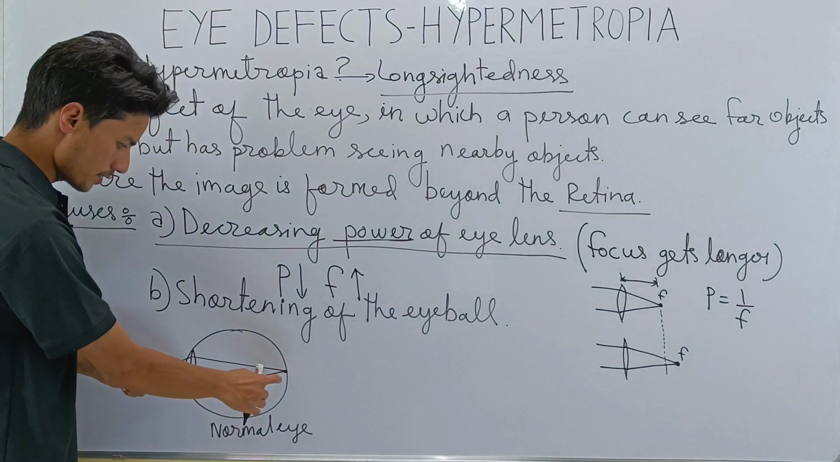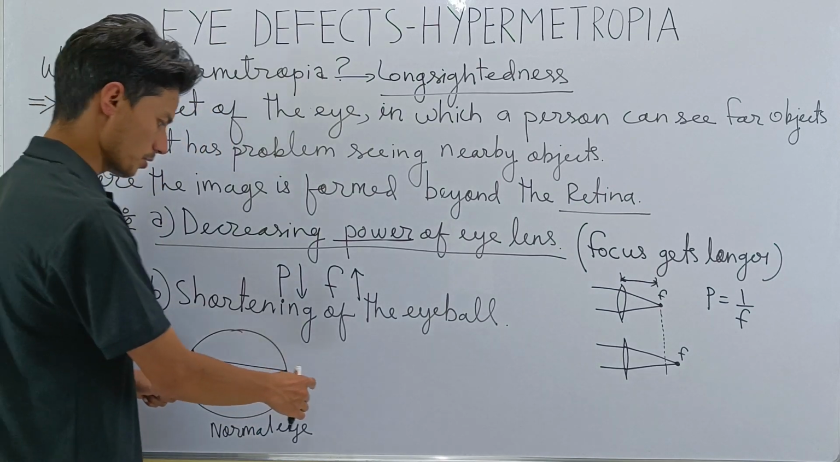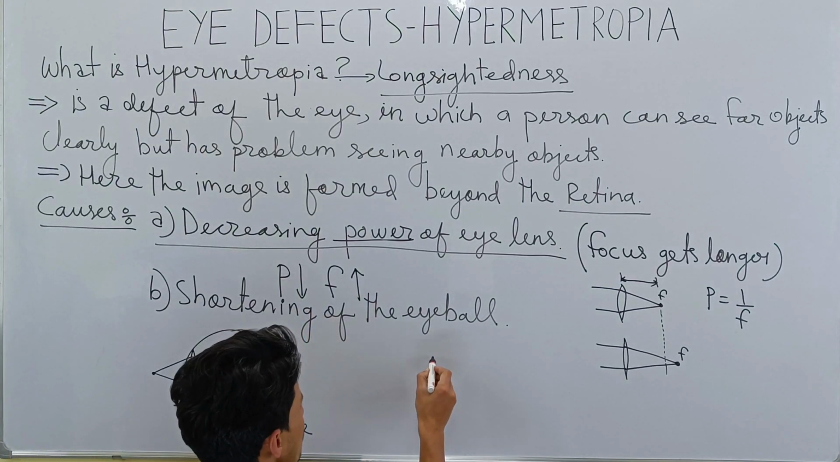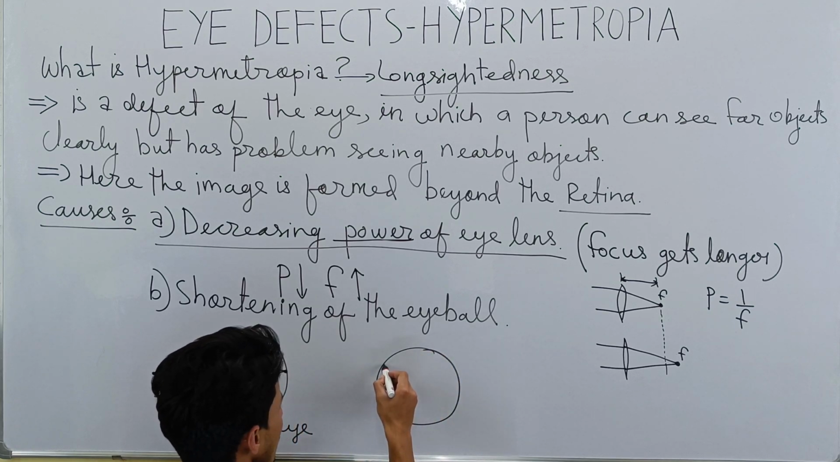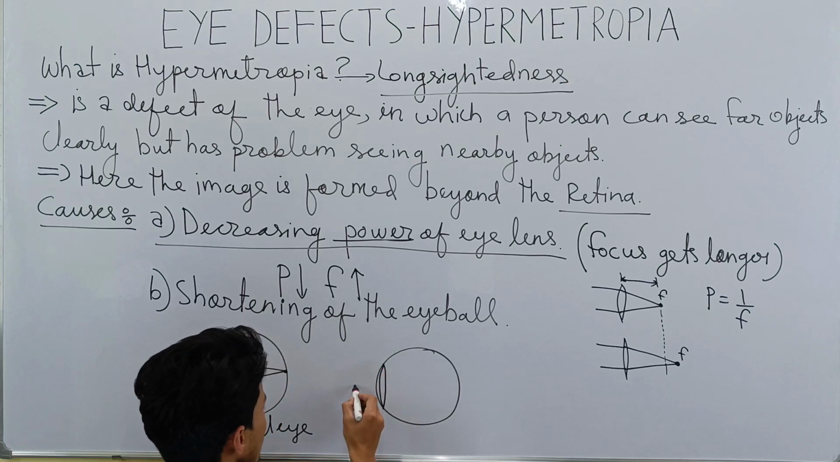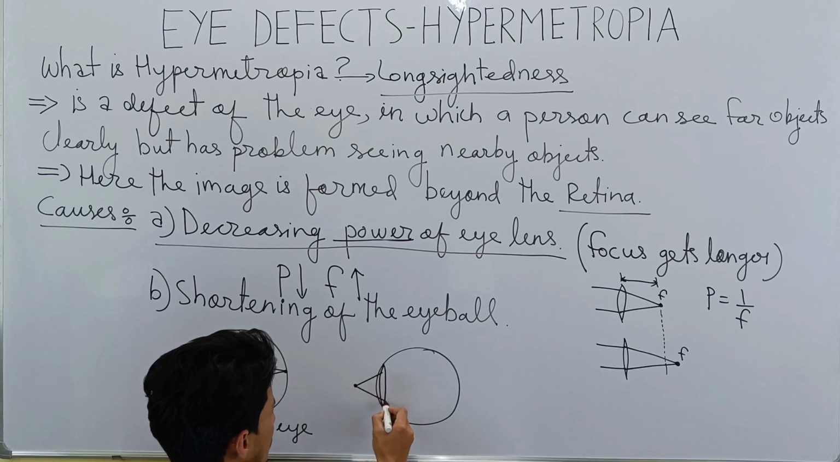So normal size eyeball is like this. Okay, so I will now draw a smaller eyeball. Let's say this is much smaller than the normal size, and then the lens is here. Now I will draw the lens of the same curvature. Okay, and the object is also here, same distance. Rays will go like this.